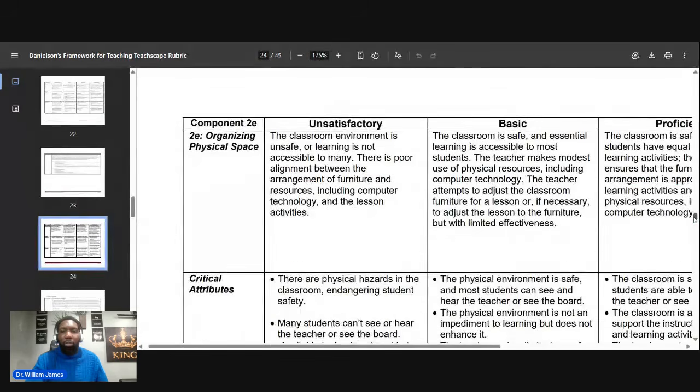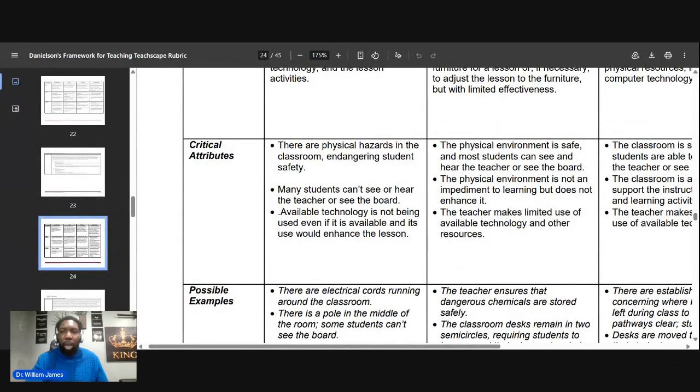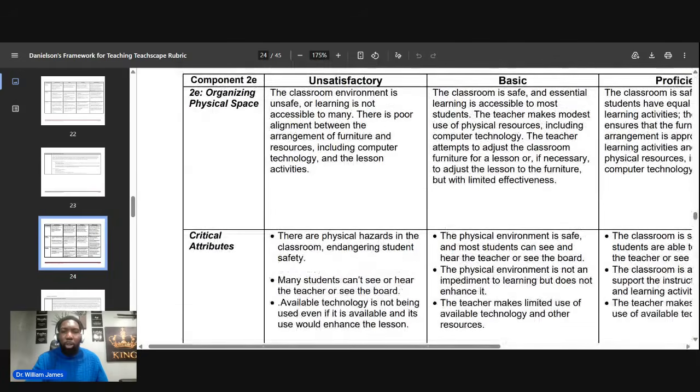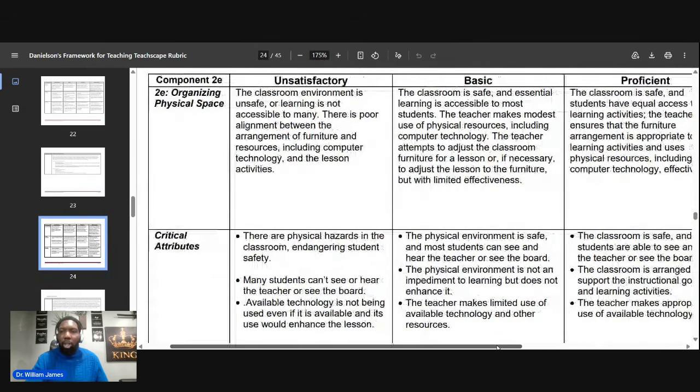Again, organizing physical space. How can you organize in physical space? The classroom is safe and students have equal access to learning activities. The teacher ensures that the furniture arrangement is appropriate. A lot of schools, like I said, the administrators determine how the physical space is set up.